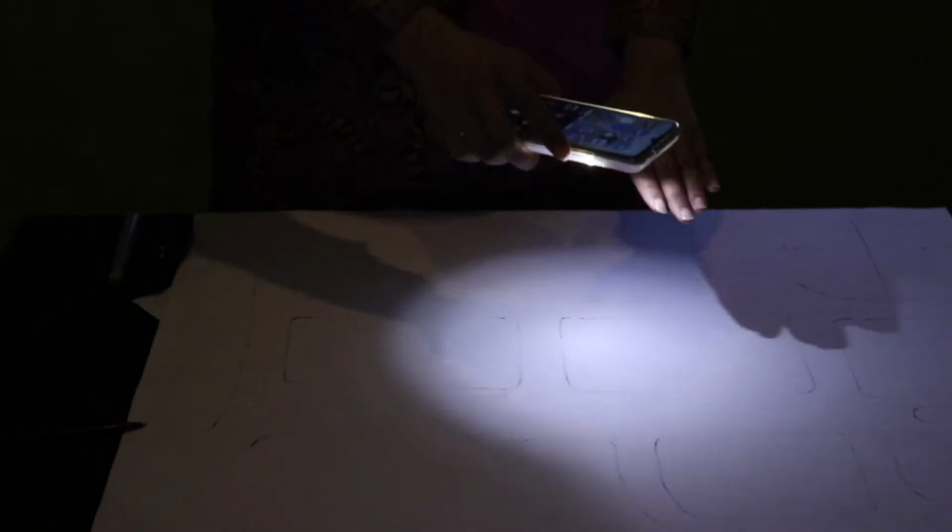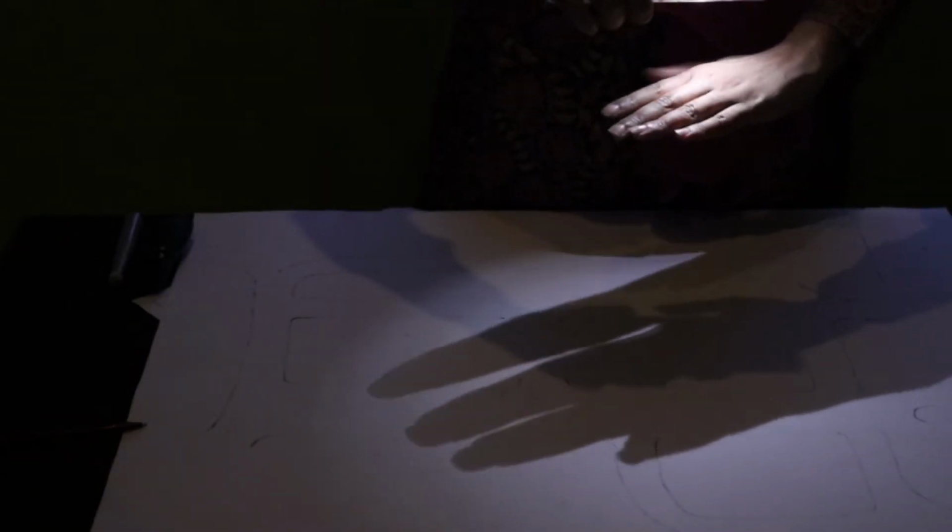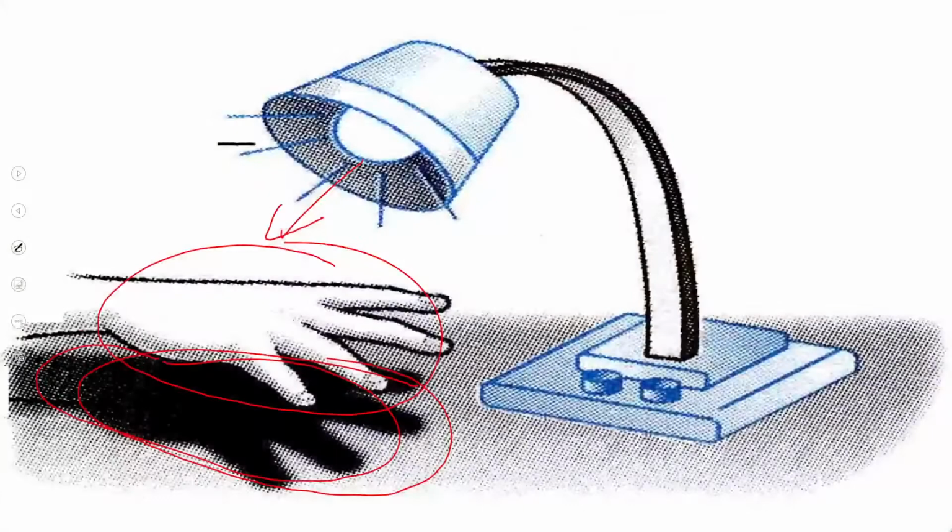Basically, this is the torch. I'm using my mobile's torch and the light is blocked by my hand. If I remove it, you can see the light. And if I again block it, you can see a dark shadow under my hand. This is called shadow when light is blocked.